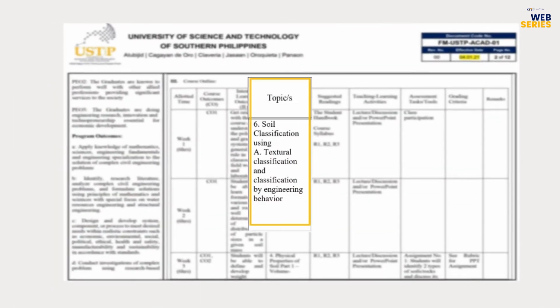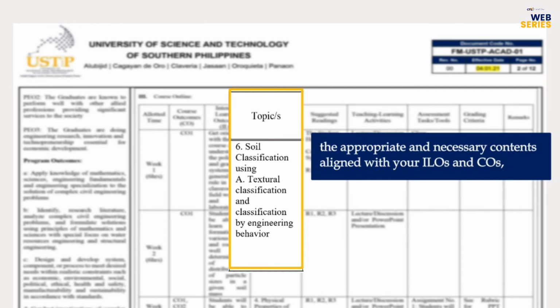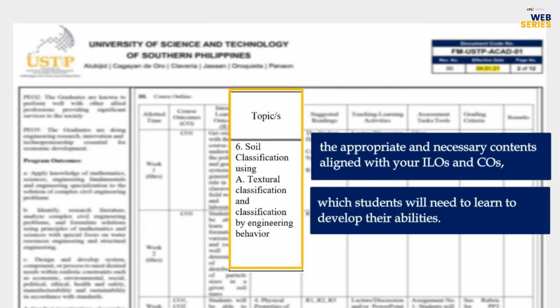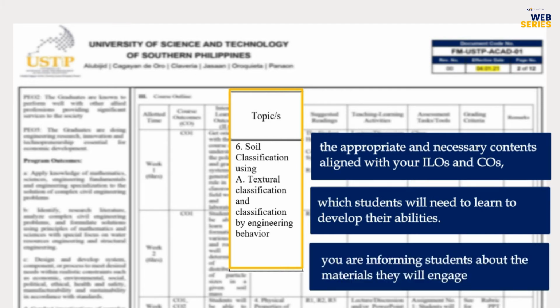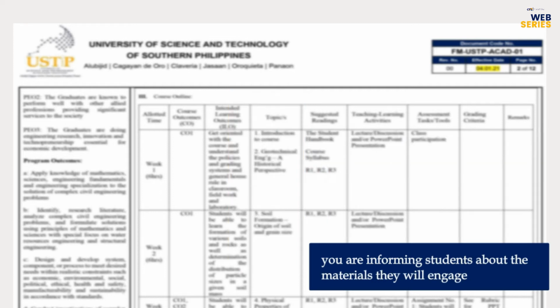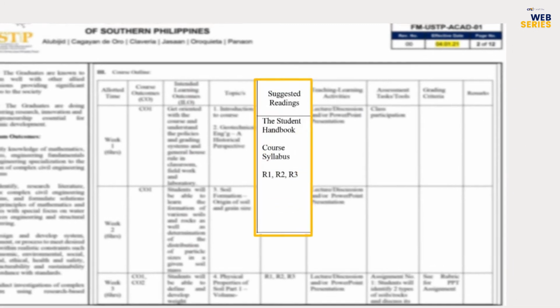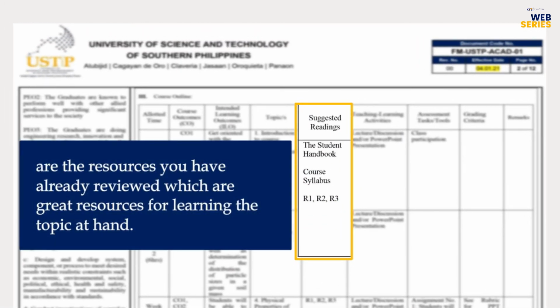Under the Topics column, list the appropriate and necessary contents aligned with your ILOs and COs, which students will need to learn to develop their abilities. Here, you are informing students about the materials they will engage with. Under the Suggested Readings column would be the resources you have already reviewed, which are great resources for learning the topic at hand.